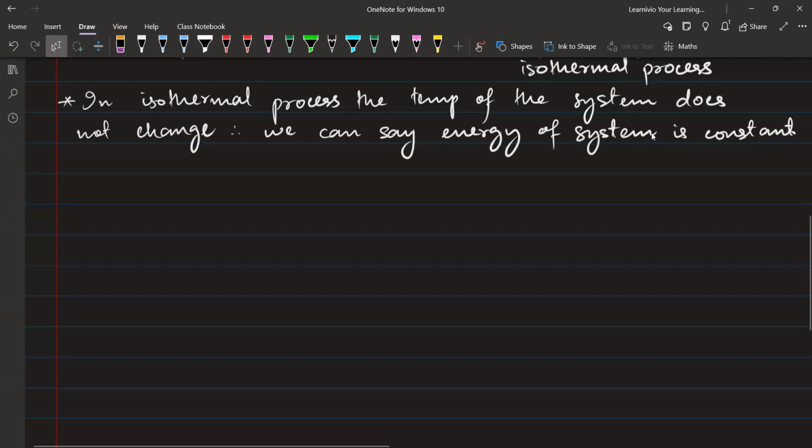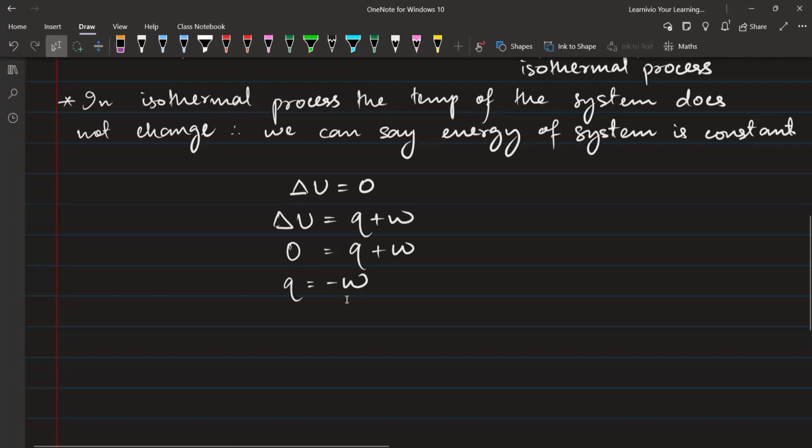हाँ या ना बताइए, make sense, yes or no? Yes, sir. Right. So we can say that delta U is equal to 0, and since delta U is equal to q plus w, we can write 0 is equal to q plus w, and q will be equal to minus w, है ना? तो इससे आपको समझ में आ रहा है ना? Like for example, if q heat is given, w amount of work will be done, negative sign, because the work is done by the system. Makes sense, yes or no?